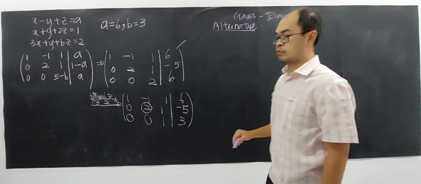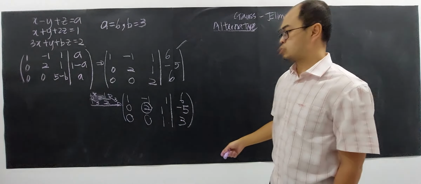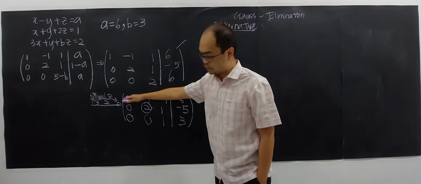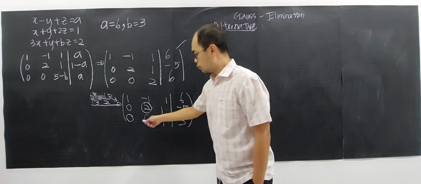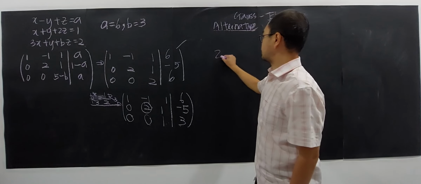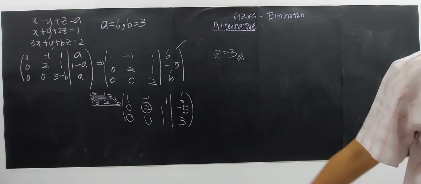You don't have to reduce to row echelon form. This is row echelon form. You don't need to reduce to reduced row echelon form. So you already see that after you reduce by the first elementary operations, you can see 0, 0, 1, 3. So you know that the value of z is 3, right? You already know the value of z is 3.